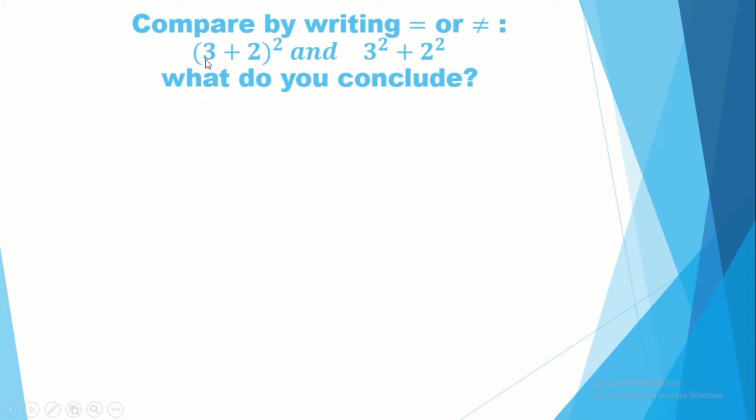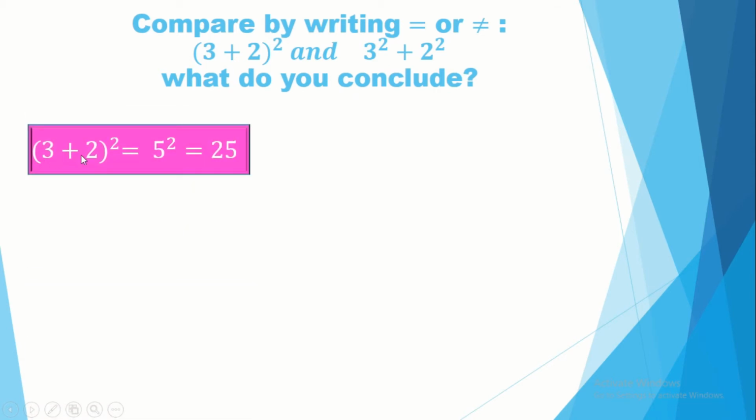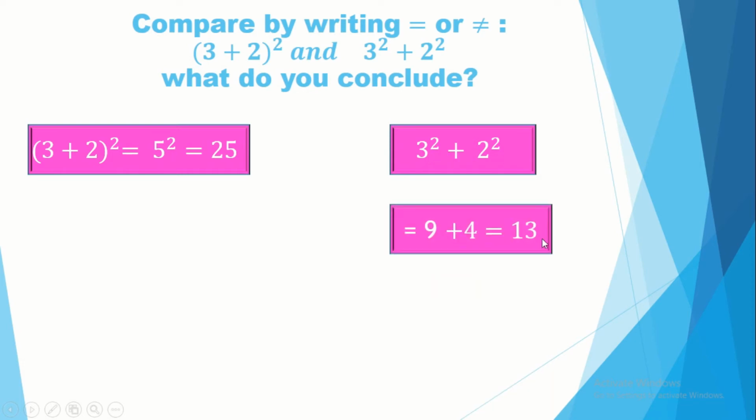If we have 3 plus 2 all square and 3 square plus 2 square, are they the same or not? Let's solve them together. 3 plus 2 all square, we should start between parentheses. We have 3 plus 2 is 5, so it's 5 square equals 25. What about 3 square plus 2 square? We have power and plus. Sure, we start by the power. So here 3 square is 9 plus 2 square, which is 4. 9 plus 4, 13. Are they equal or different?